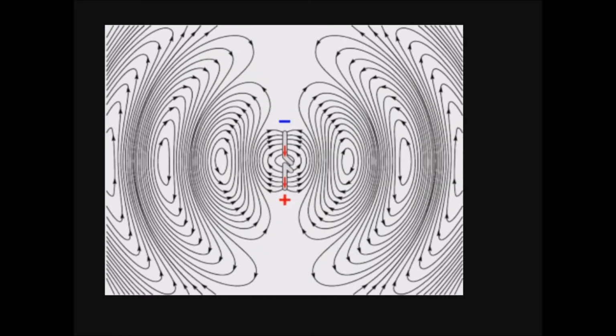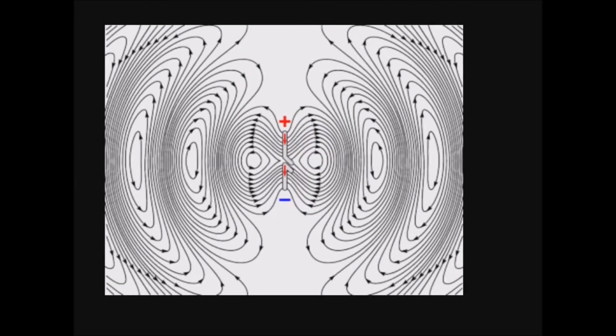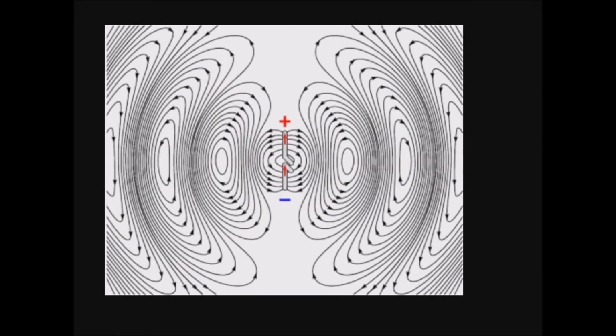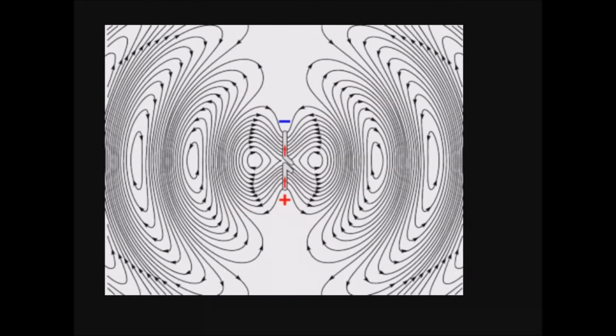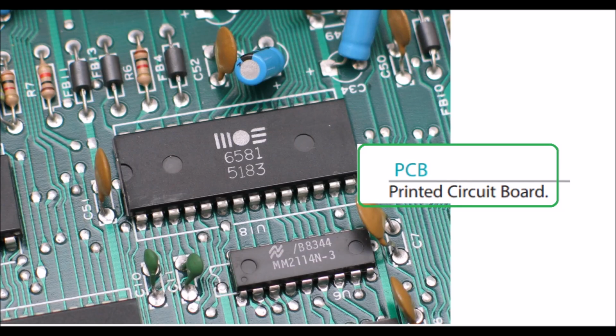Omnidirectional. An antenna providing a 360-degree transmission pattern. This type of antenna is used when coverage in all directions is required. PCB. Printed circuit board.